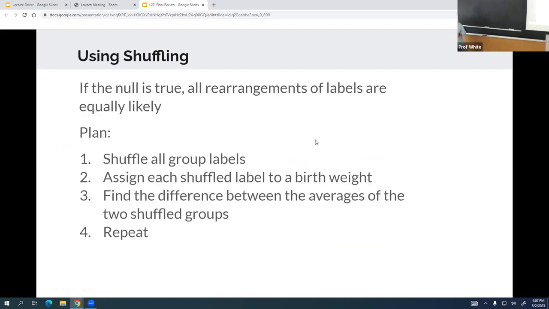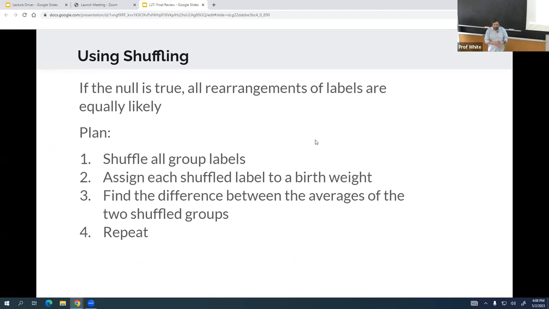Okay. And so this is kind of the approach to doing shuffling. So you shuffle the group labels, you pick which group you want, right? And then shuffle it around. You should only be doing one column, generally speaking, only one column at a time, at least at this level. And then you assign each shuffled label to a birth weight in this case, and then take the difference between the averages of the two shuffled groups.